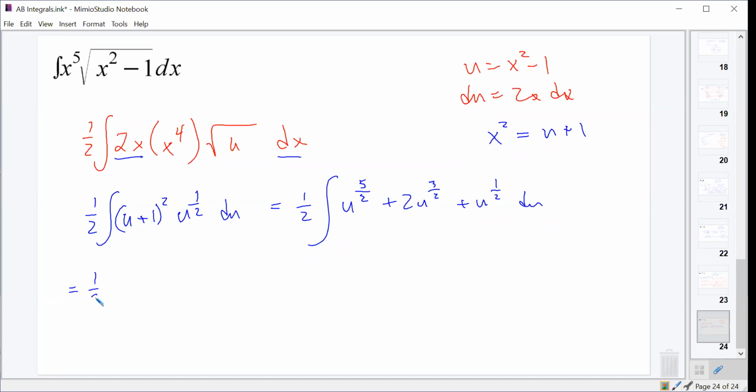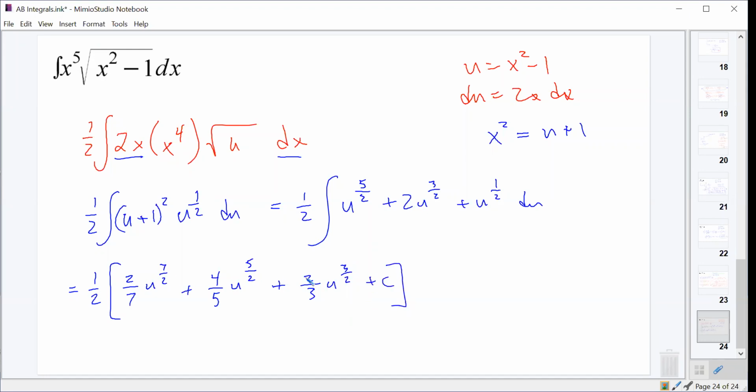All right, so now we've got 1/2 of the integral of u to the 5/2, which should be what? 2/7 u to the 7/2. And then what about 2u to the 3/2? That should become what? 2/5 u to the power of 5/2. Don't forget times the 2. So that's 4/5 u to the 5/2. And then that last one should become what? 2/3 u to the power of 3/2. I should write mine plus a constant.